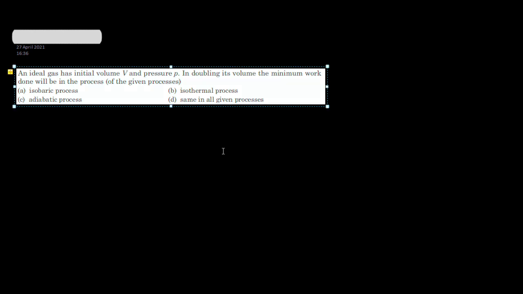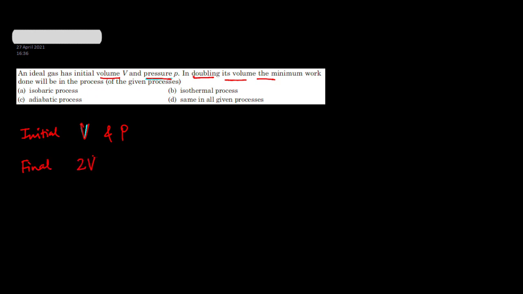Okay, here we are. So what is given? An ideal gas has initial volume V, right, and pressure P. So there is an ideal gas, and initial volume and initial pressure are given. In doubling its volume, we want to double the volume. So from this initial state, we go to a final state where the volume is double. How much will be the pressure? How much will be the pressure?